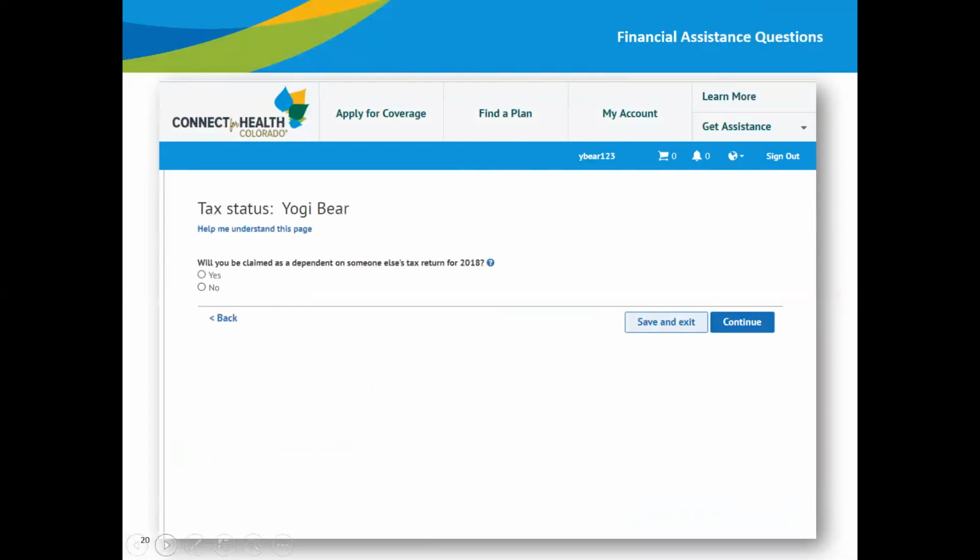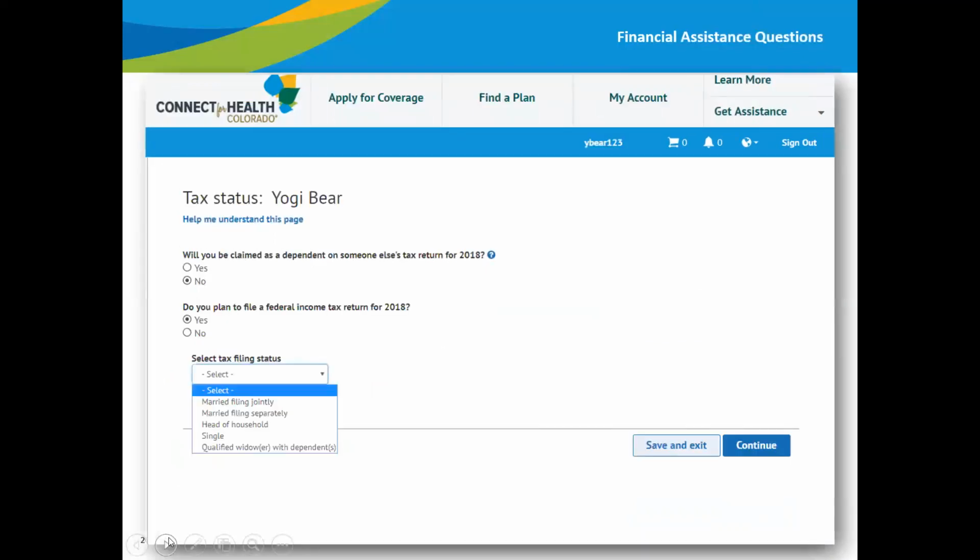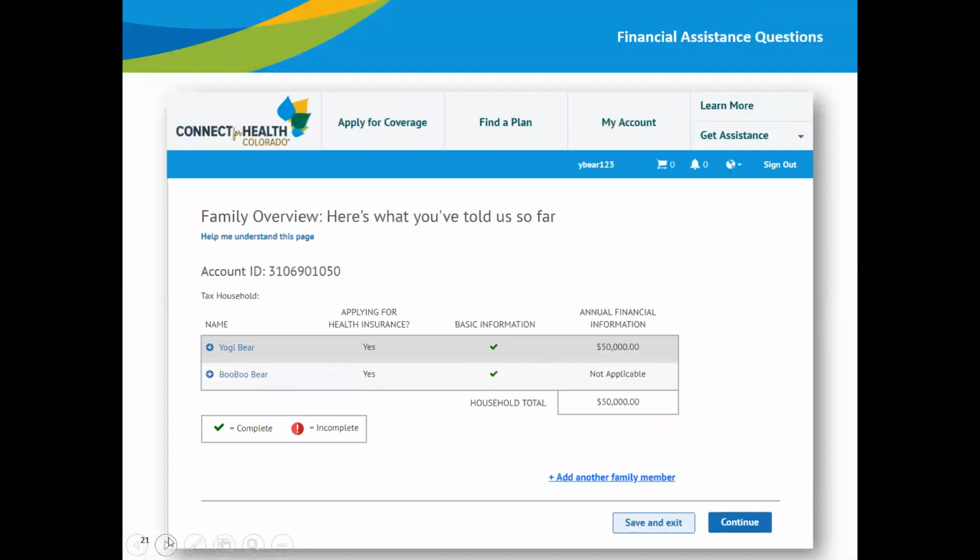Once the income information has been entered, the tax status will be asked for the individuals on the application, and this is to build the correct household composition to evaluate their eligibility based upon the household size in relation to their annual income. If they select that they are filing a tax return and that they are going to be filing either married filing jointly, married filing separately, head of household, single, or qualified widower with dependents, they would make that selection. And if they had any tax dependents, they would select that as well.